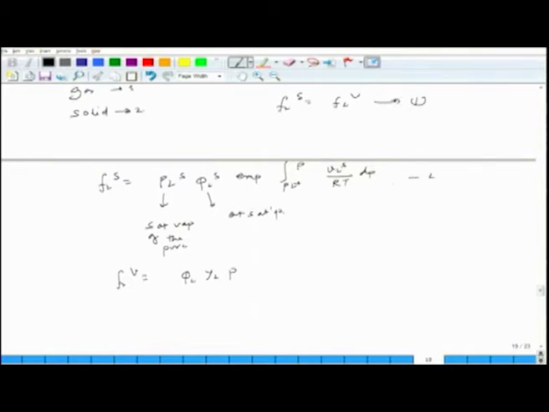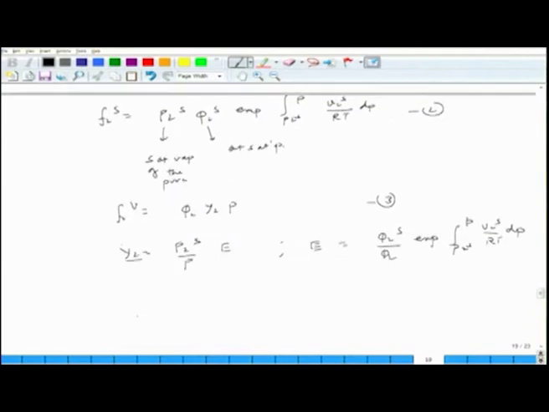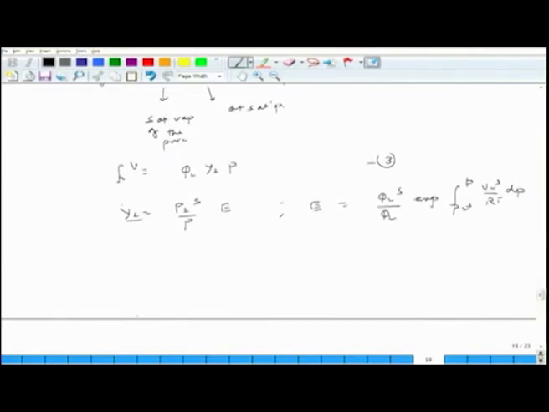So, this is 1, let us say 2 and 3. Using 2 and 3 and plugging into 1, I can write y2 as P2S by P times some factor E, where E contains everything. E contains phi 2S by phi 2 exponential of (P minus P2S) V2S by RT. Okay. So, this is what it is. y2 is nothing but the solubility of the solid in the vapor, that is the composition or mole fraction. Okay.